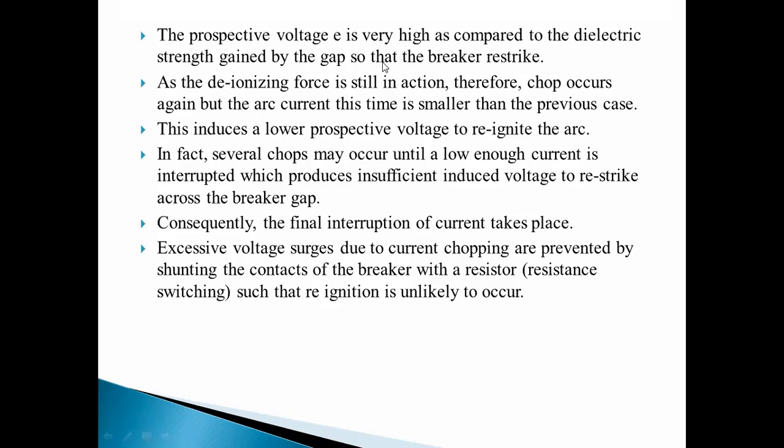Consequently the final interruption of arc takes place, and excessive voltage surges due to current chopping are prevented by shunting the contacts of the circuit breaker with a resistor. Okay, that is resistance switching, since reignition is likely to occur. Such voltage surges can be reduced or prevented by shunting the contacts of the circuit breaker with a resistor. Means we are connecting one resistance here in parallel with the circuit breaker contacts.